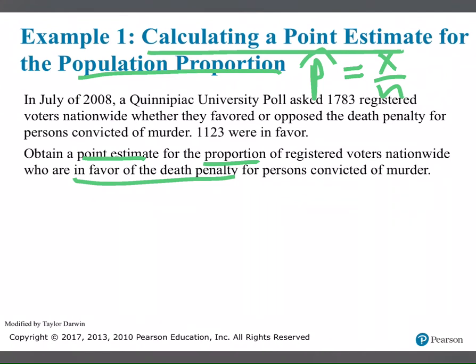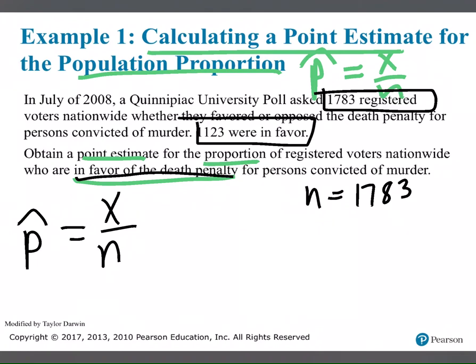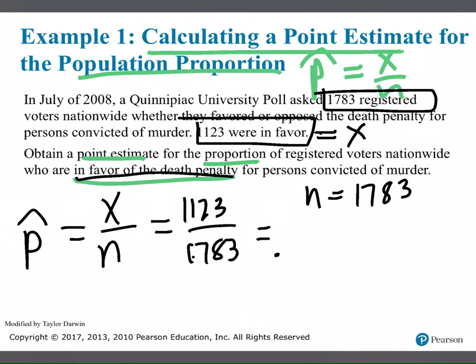So how many people are we talking about? Well, we had 1,783 people registered, so that total amount is your n. And then we care about the people who were in favor of the death penalty, and we were given that number in favor. So that's my x. I'm going to plug in these values, and that is my point estimate. I got 0.6298.